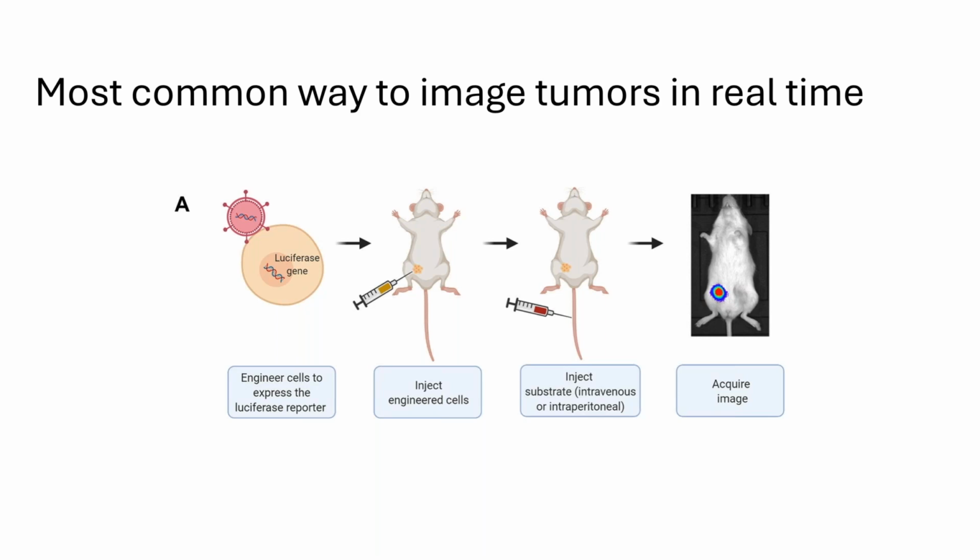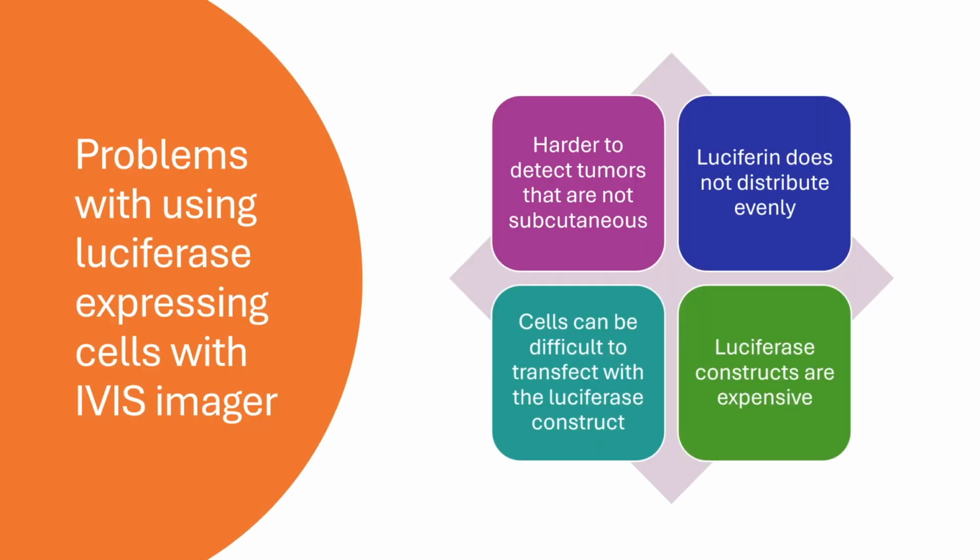And of course, since you don't have to kill the animal to do this, you can do multiple injections of this luciferin over time and really get an idea of how that tumor is progressing. But there are some problems with this imaging modality. The first is that it's hard to detect tumors that are not subcutaneous. We're looking at an orthotopic model of prostate cancer where we're actually injecting those tumor cells directly into the prostate. So it's in the center of the animal.